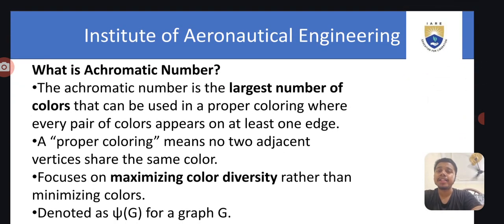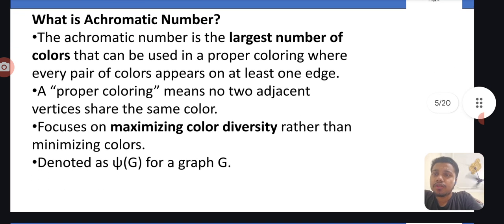What is the achromatic number? The achromatic number is the largest number of colors that can be used in a proper coloring where every pair of colors appears on at least one edge. A proper coloring means no two adjacent vertices share the same color. It focuses on maximizing color diversity rather than minimizing colors, denoted as phi of G for a graph G.